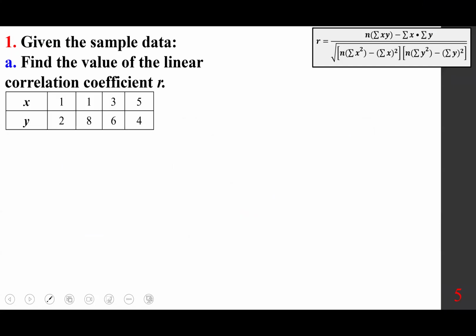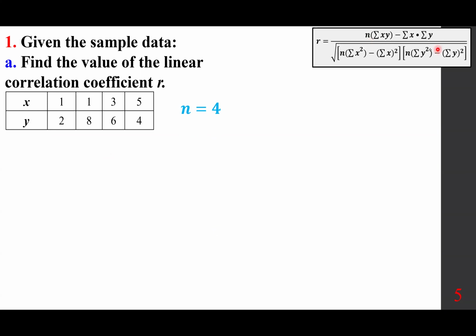So first and foremost, we have the pairs 1 comma 2, 1 comma 8, 3 comma 6, 5 comma 4. I want everybody to understand that there are only 4 pairs. That means n is 4. So we have 4 pieces of data. Why do we have such a small data set? Because I want to show you how it's done by hand. Normally, you don't do it by hand.